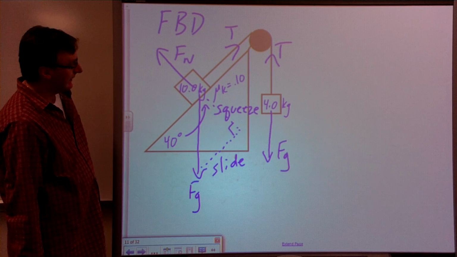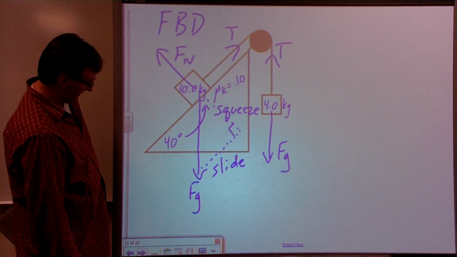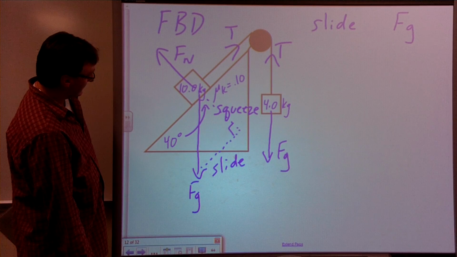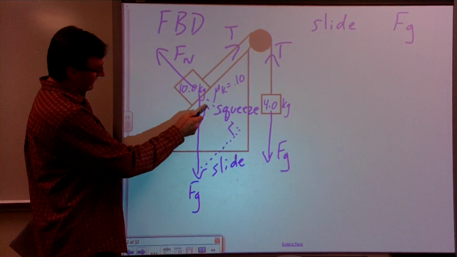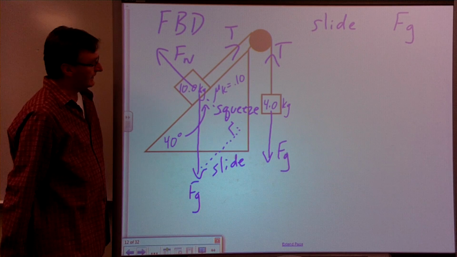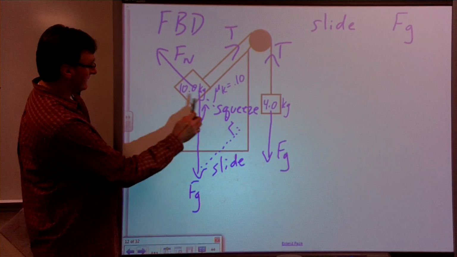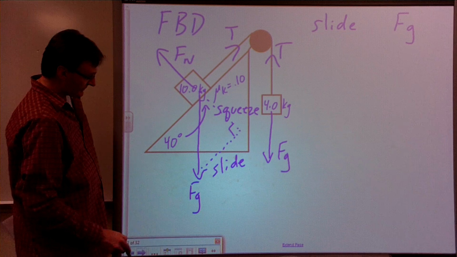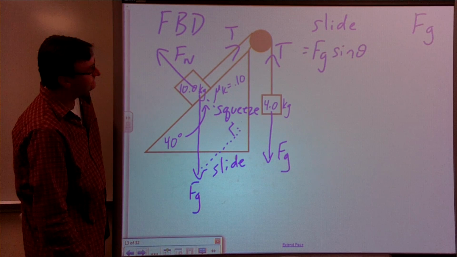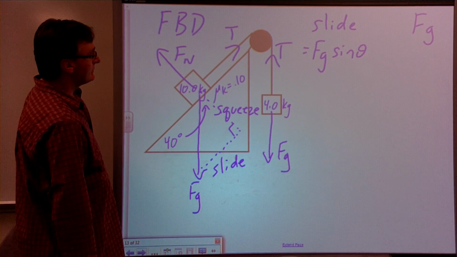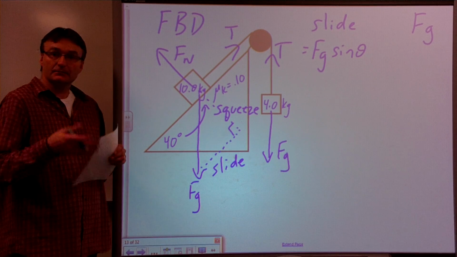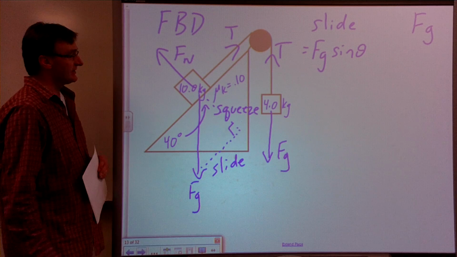Let's see, what have we got next? Oh, we also know the angle here, that's going to be 40 degrees. And I think that covers it. That should be all of the forces, plus we know the angle there. So we can start to determine what's going to be happening in this situation.